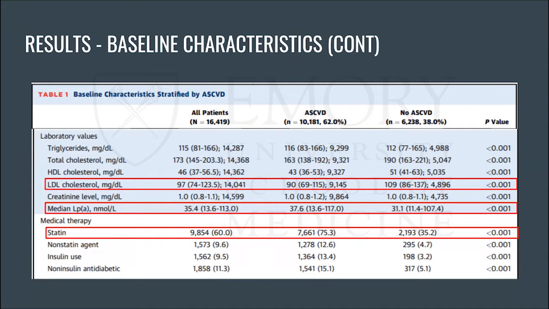But the median lipoprotein A level was about 37 for the ASCVD group and 31 for the no ASCVD group. In addition, for those that had ASCVD, only about 75% of these patients were actually still on statin therapy.